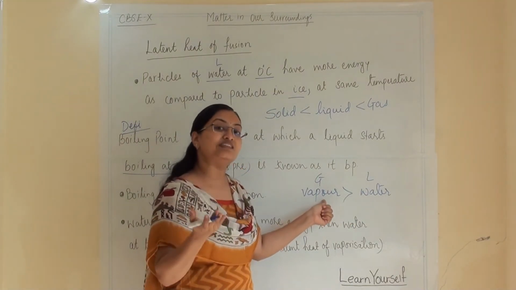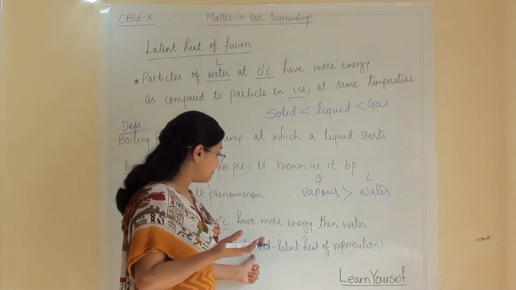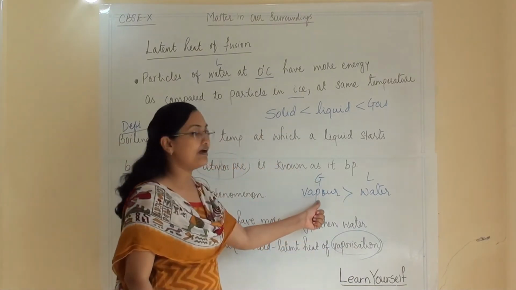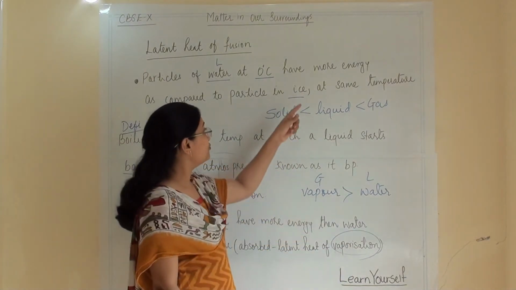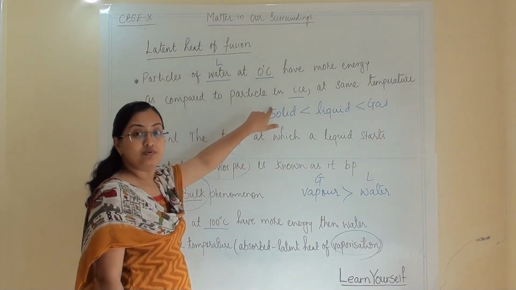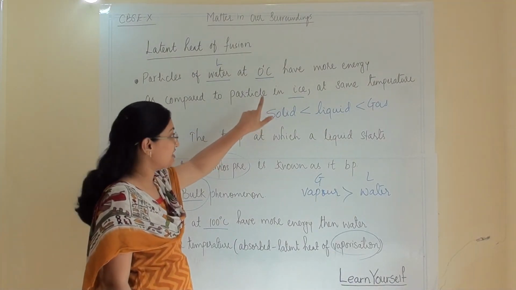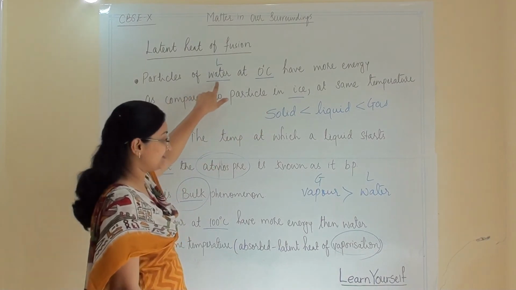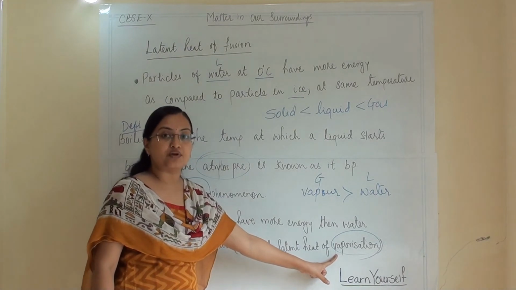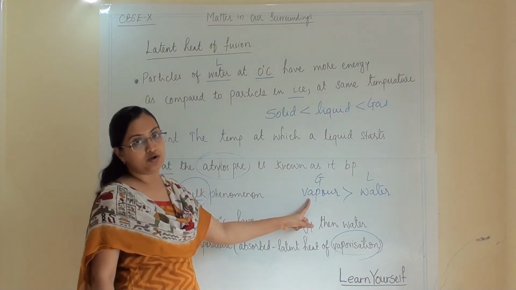Why? From where did they get the energy? By absorbing latent heat of vaporization, they have more energy. If you think about this, here they have absorbed latent heat of fusion, so that's why they have more energy. And here they have absorbed latent heat of vaporization. That's why they have more energy.